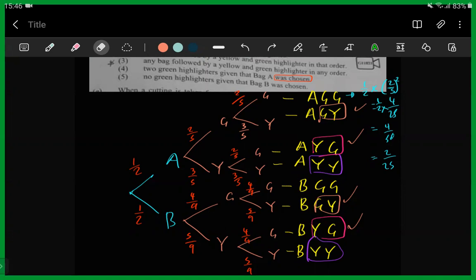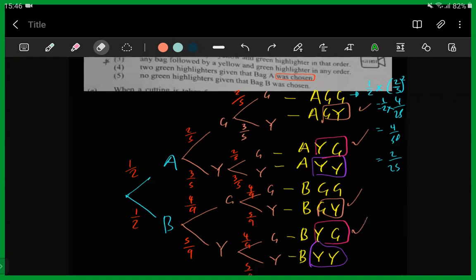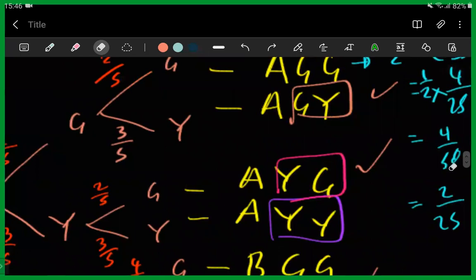Now, when they're saying 2 highlighters given that bag A, I hope they put only was chosen. Because when I did it at first, I did the half, the way you did it, and I got that answer. And then when I checked, it said 4/25. And then when I tried to do it again, instead of putting a half, I put 1. That's when I got 4/25. Are you saying the final answer is 4/25? Yeah. Oh yeah, wait, 4/25.